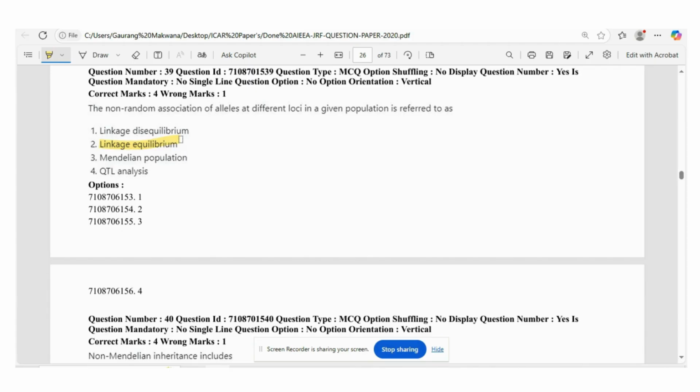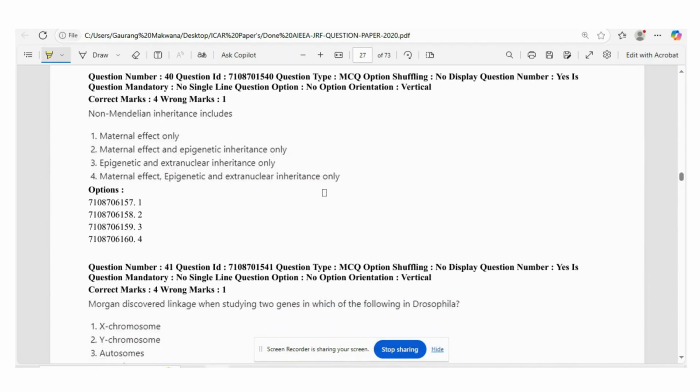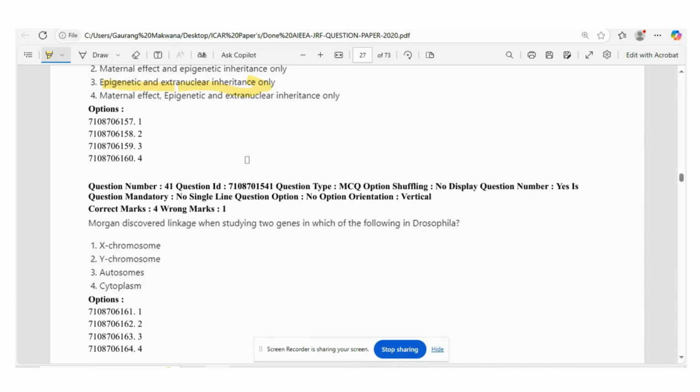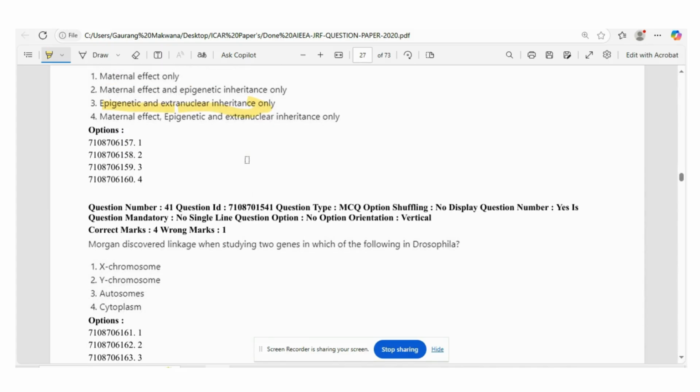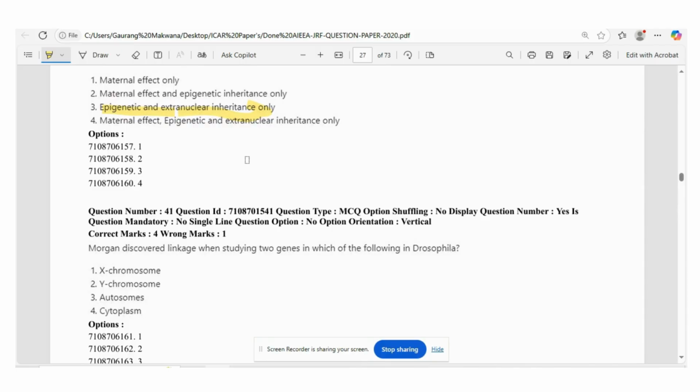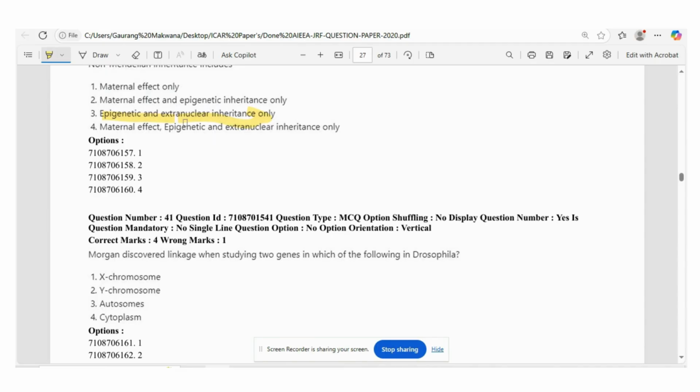Then non-Mendelian inheritance includes maternal effect, epigenetic and extranuclear inheritance. Okay, third option. Why? Maternal effect is where the phenotype of an offspring is determined not by its own genotype but by the mother's genotype, and extranuclear inheritance is passed through organelles like mitochondria and chloroplast which have their own DNA. Okay, so the answer is 3.